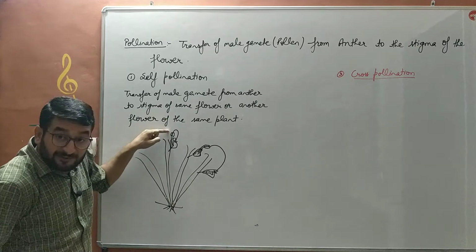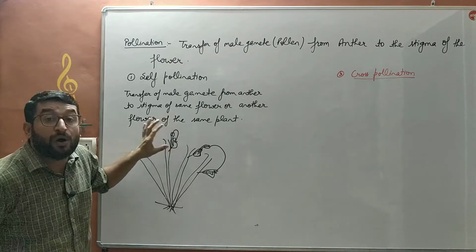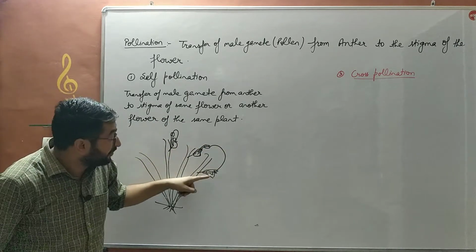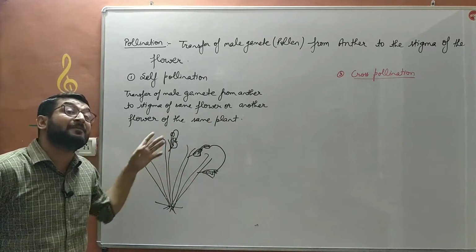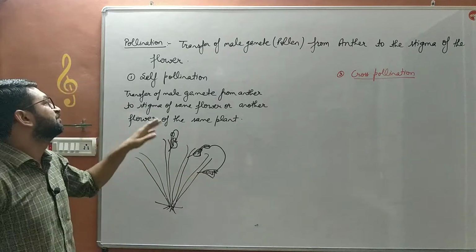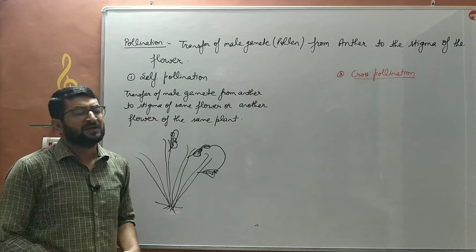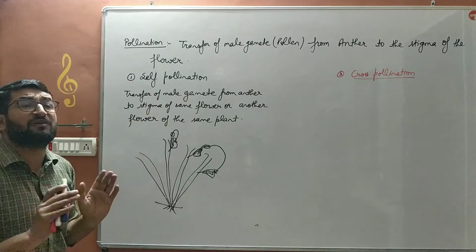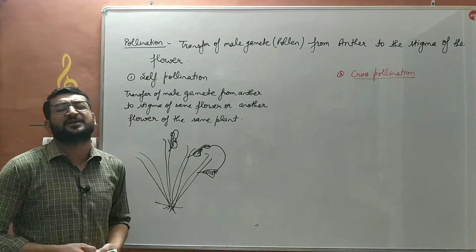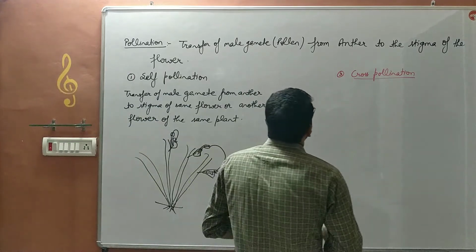If pollen grain from the anther is transferred to the stigma of the same flower, or pollen grain from the anther to the stigma of another flower of the same plant, then that transfer is known as self-pollination. For self-pollination, we do not require any living organism. इसके लिए हमें किसी living organism की जरूरत नहीं होती. Whereas the second one is cross-pollination.